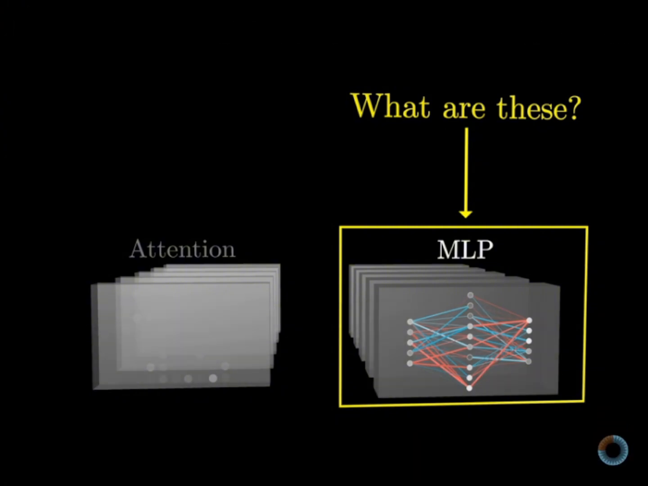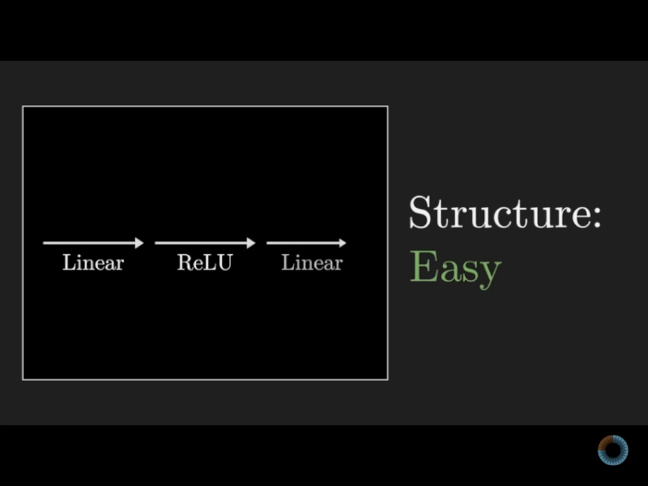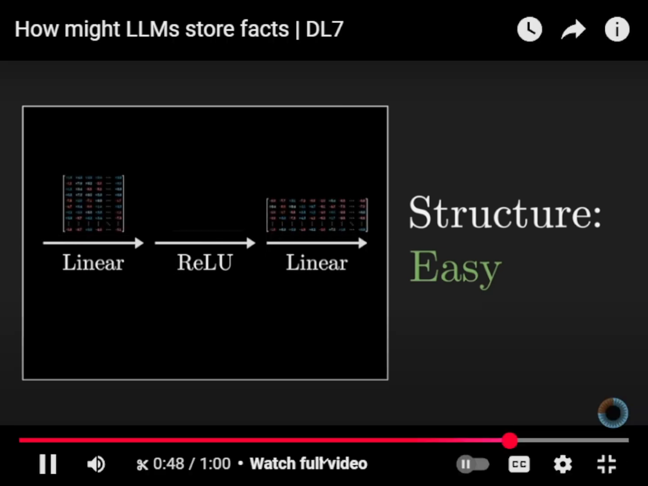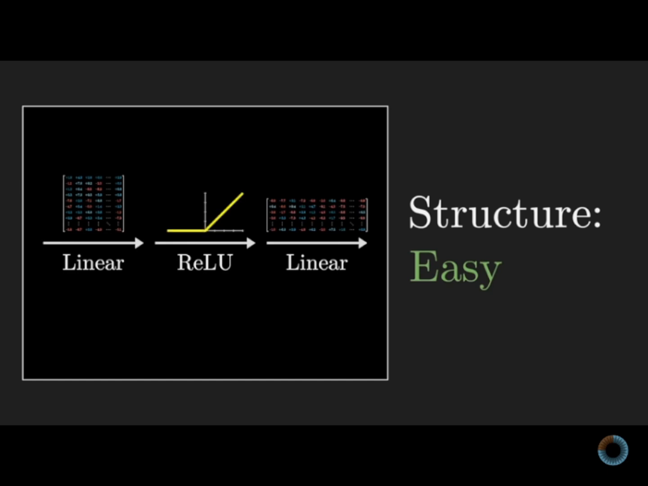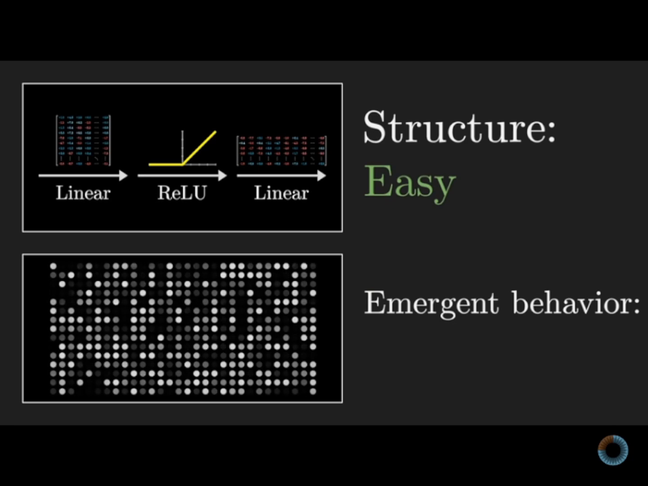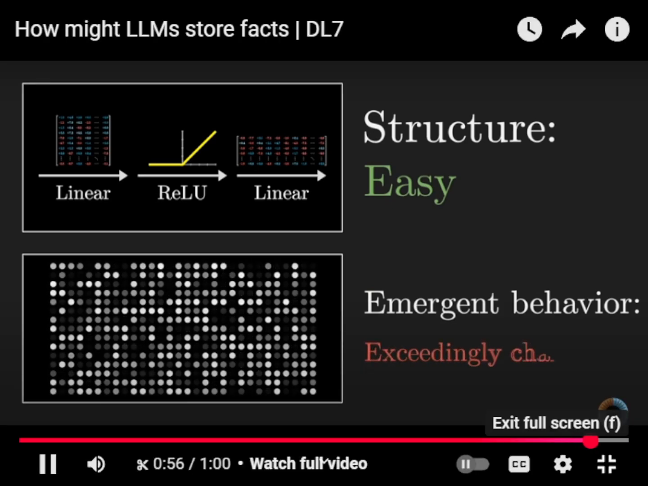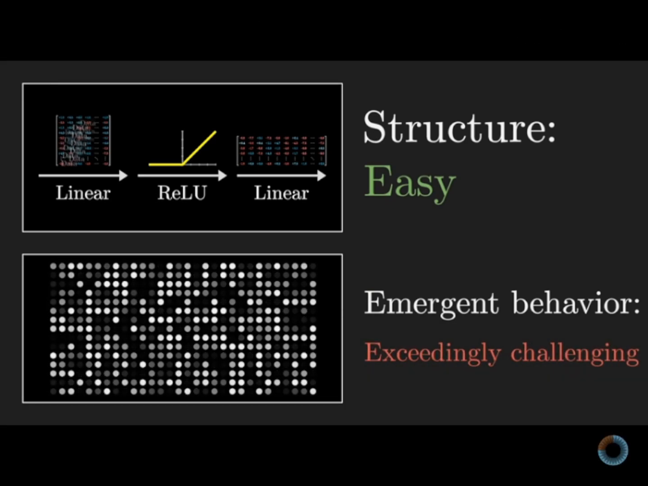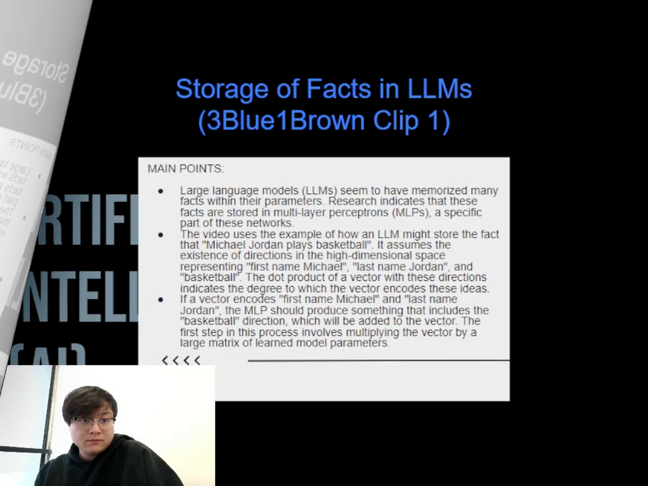portion of the network. The computation here is actually relatively simple, especially when you compare it to attention. It boils down essentially to a pair of matrix multiplications with a simple something in between. However, interpreting what these computations are doing is exceedingly challenging. Our main goal here is to step.